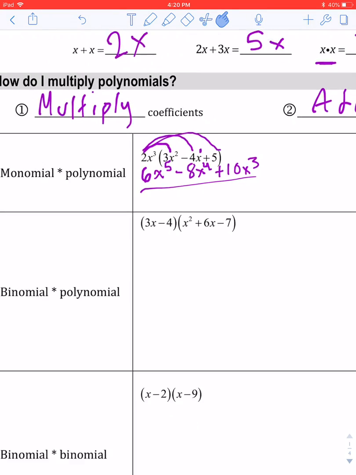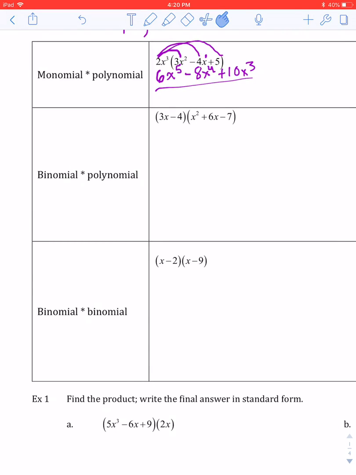All right, so now let's move on to the next one. We have a binomial times a polynomial. Okay, binomial again, because this has two terms. Polynomial is being multiplied by it, and this one has 3 terms, okay? Same thing applies. However, we're just going to have to do the process twice. So we're going to have this 3x going to the x squared, the 6x, and the negative 7. And then we're going to have this negative 4 going to the x squared, 6x, and the negative 7.